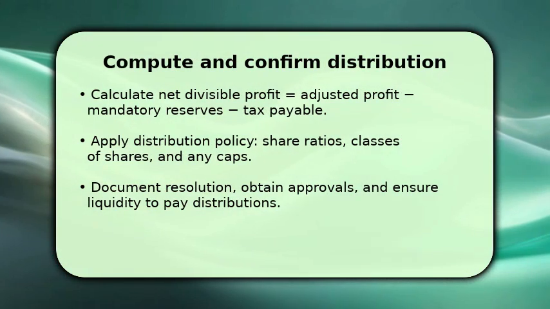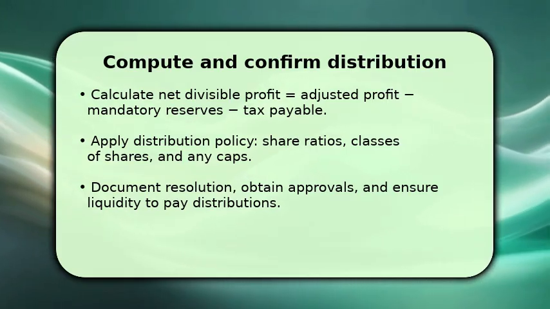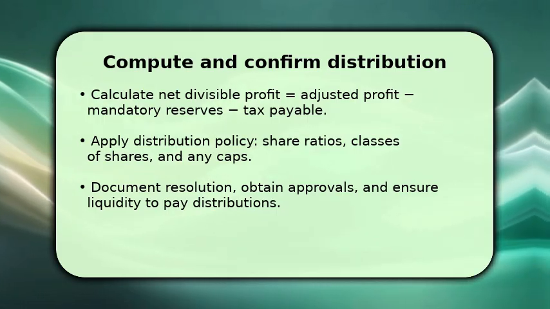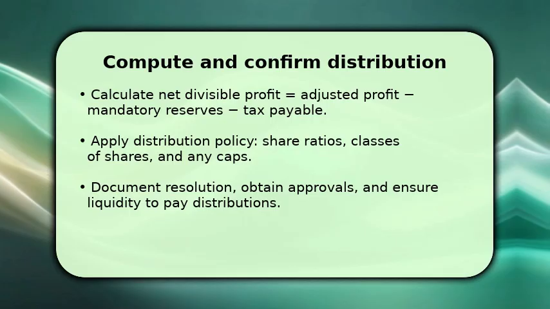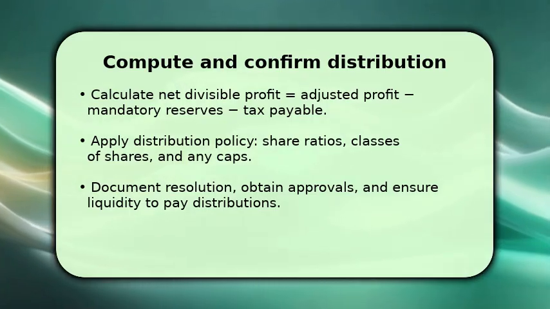Finish by calculating net divisible profit. Take the adjusted profit, subtract mandatory reserves, current tax payable, and any approved retained amounts. Then apply your distribution policy. Respect share classes, ratios, and maximums so allocations are precise.